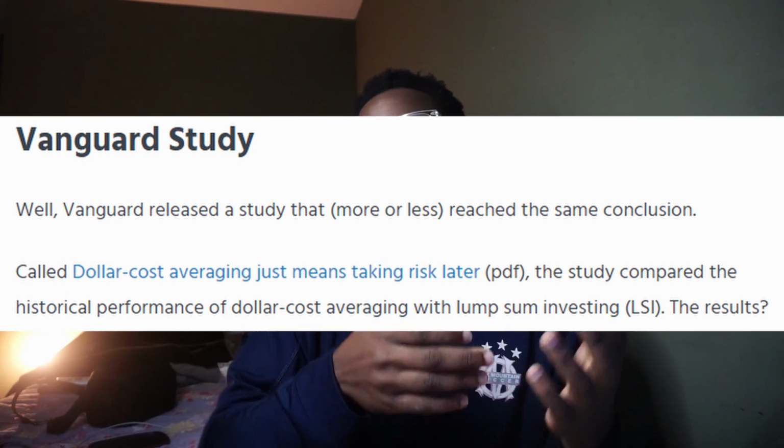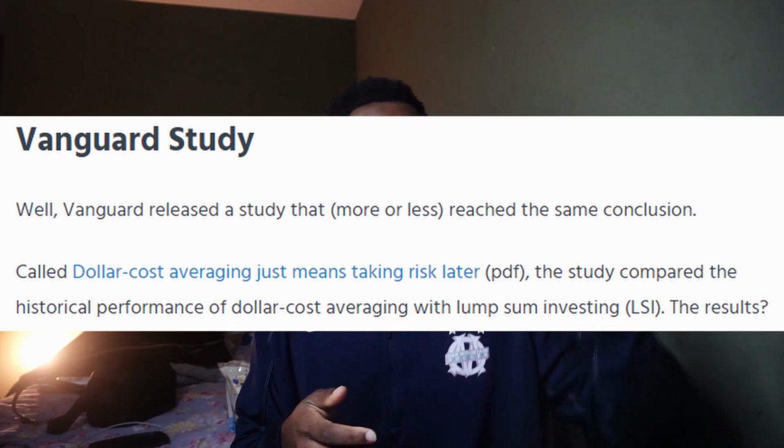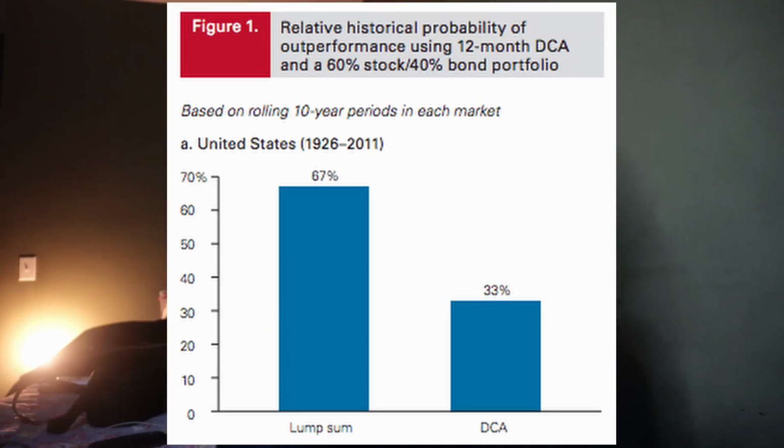Vanguard ran various studies comparing lump sum investing to dollar cost averaging. What they found was actually pretty surprising. What Vanguard found in the study was that 66% of the time, lump sum investing was better. Yeah, I know, surprising. I thought for sure dollar cost averaging was going to be better because of how everybody talks about dollar cost averaging.